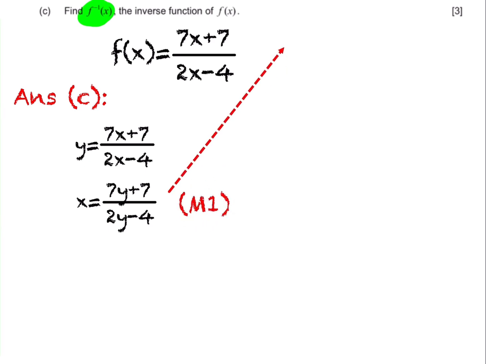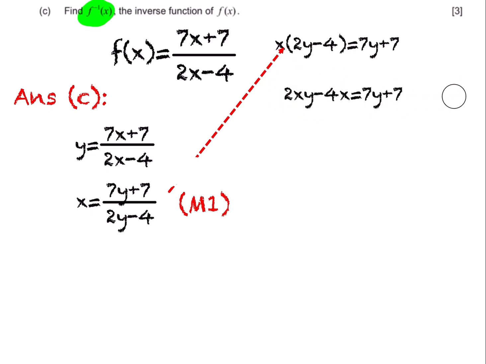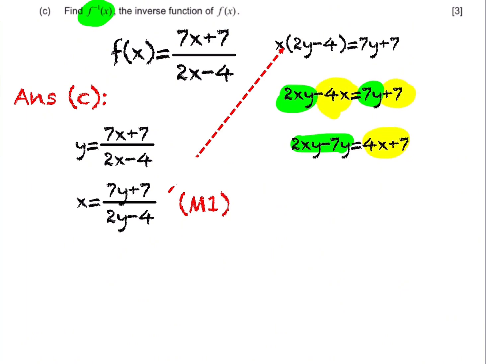Now, we want to make y the subject of the equation. To do that, first, we need to perform a cross multiplication of the fraction. After expanding the parentheses by multiplying through by x, we should collect all the terms with y on one side of the equation and move the other terms to the opposite side. This will help us isolate y and continue solving for the inverse.